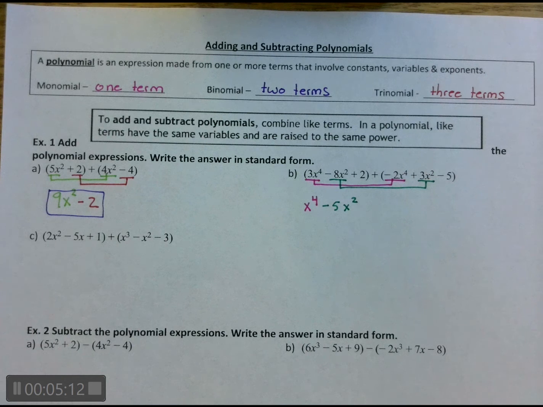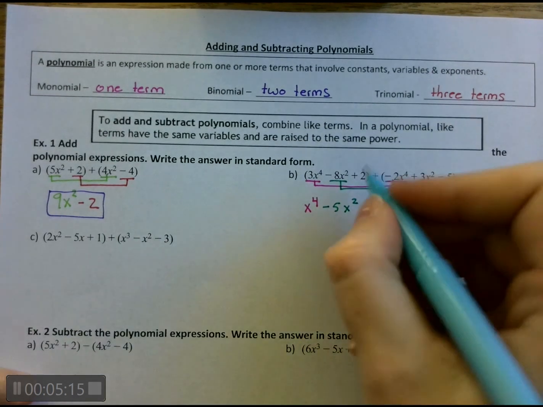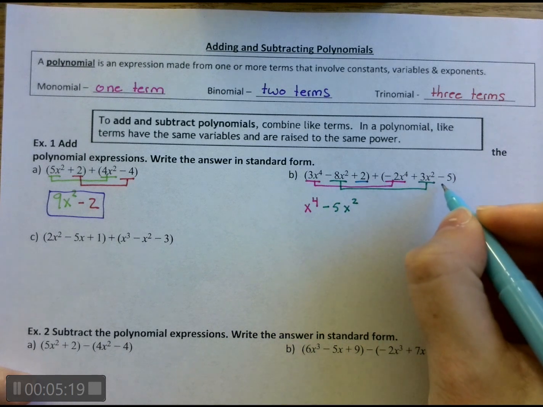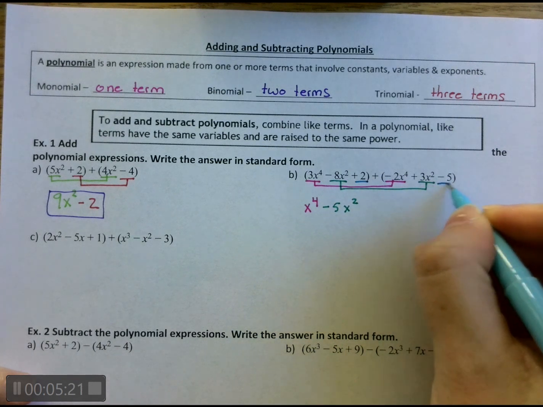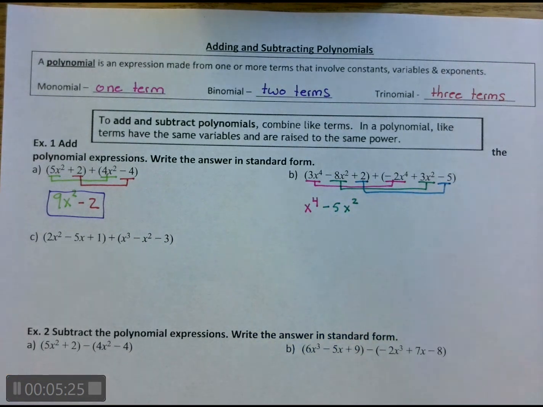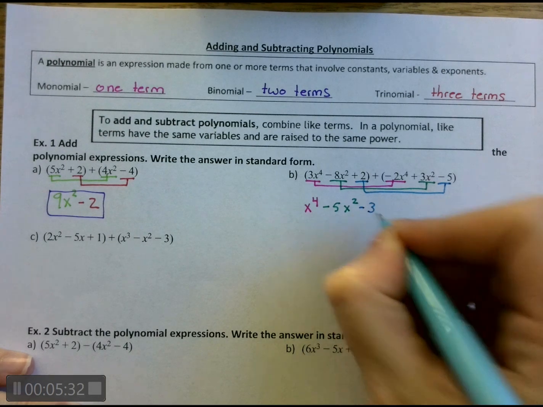And then we have our final one in this parentheses. We have a 2. And then we look and we have a negative 5. So we're going to combine those. So what's 2 plus a negative 5? Negative 3.